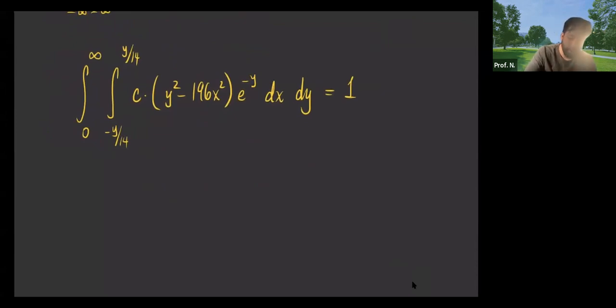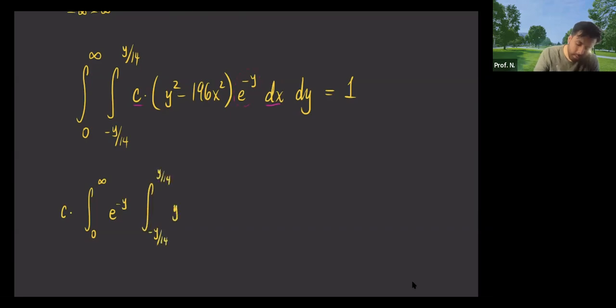So we do the inside integral first, because we're integrating with respect to x. This e to the negative y, because it's not multiplied by x, and this c can be placed out in front. Actually, c can be placed out in front of both the first and the second integral. So c is out here, and this goes from 0 to infinity. Then I have e to the negative y, integral from negative y over 14 to y over 14 of y squared minus 196 x squared dx, and then dy, is equal to 1.